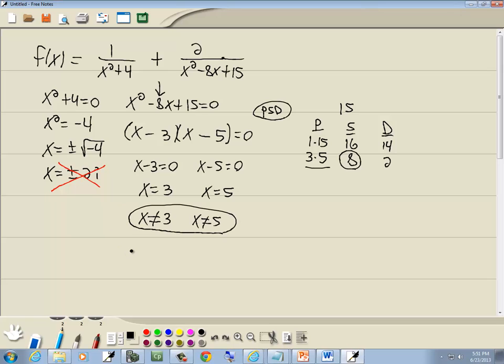If I want to write this in interval notation, I'm happy with that answer, but if you want to write it, it'd go from negative infinity to your smallest number, union, your smallest number to your largest number, union, your largest number to positive infinity. Parentheses on everything.